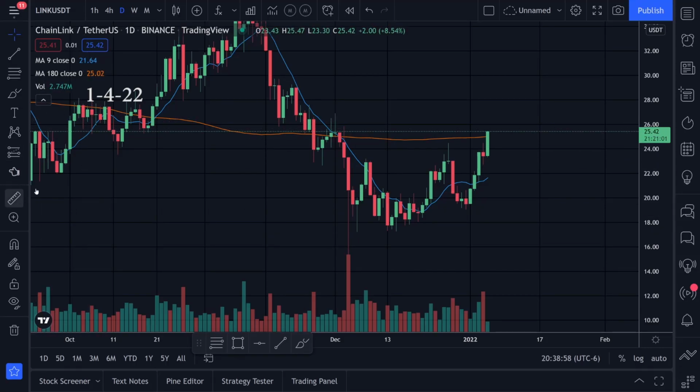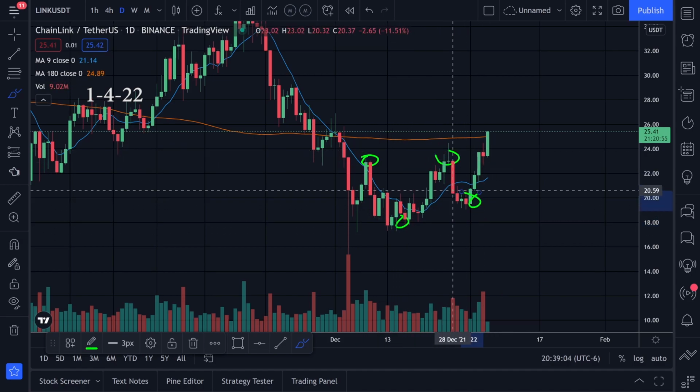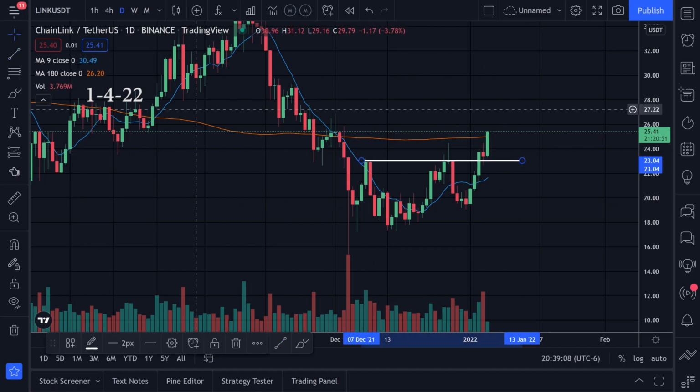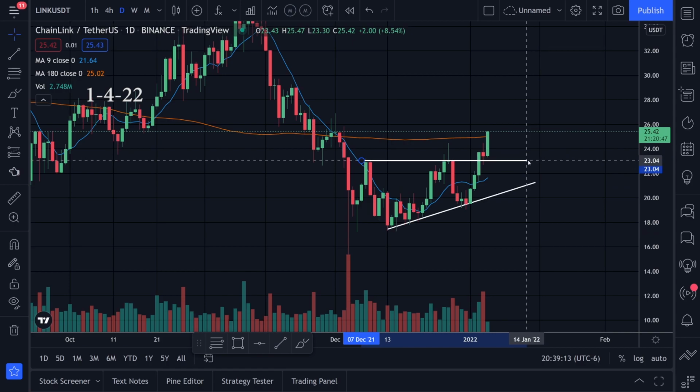Let's take a look at the chart action for Chainlink. Okay, so here's what we're looking at. We have resistance right here, resistance right here. We have support right here, support right here. Let's do some trend lines. We have this top trend line, something like this, and then we have a bottom trend line, something like this. Let's set those up real quick.